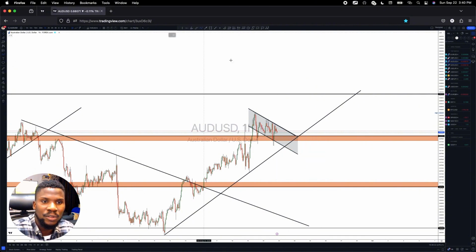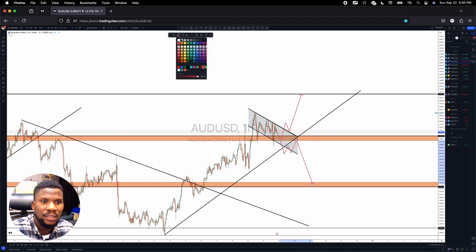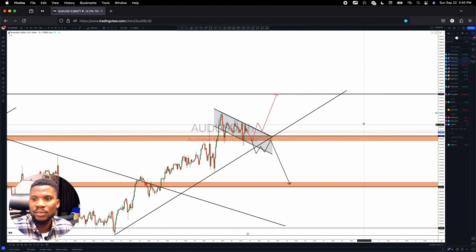So keep a close tab on this one. Something nice might come out of Aussie dollar this week. So keep a close tab on it. That's gonna be my personal advice for this coming week. All right, something like this. It could be a very great trade after all. So that will be my plan on Aussie dollar.